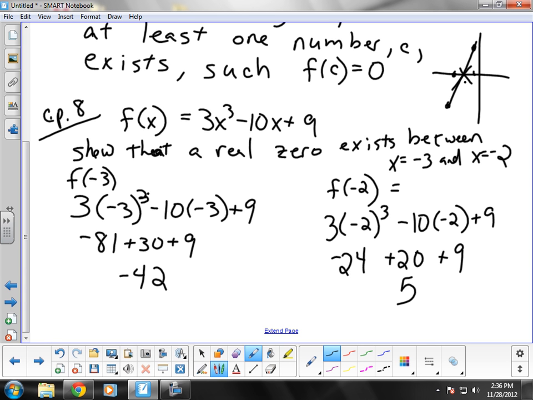You've just proven that there has to be a real zero somewhere between negative 3 and negative 2. Because this one's negative and this one's positive. That's all there is to the intermediate value theorem. If they tell you to do that, all you do is take one, plug it in, and when you've got one positive and one negative answer, you have just proven that there's a real zero somewhere between negative 3 and negative 2.